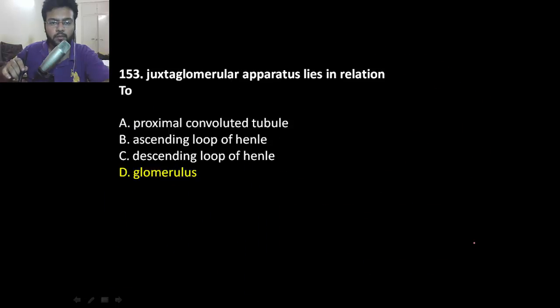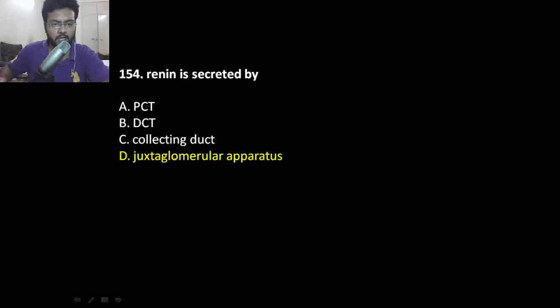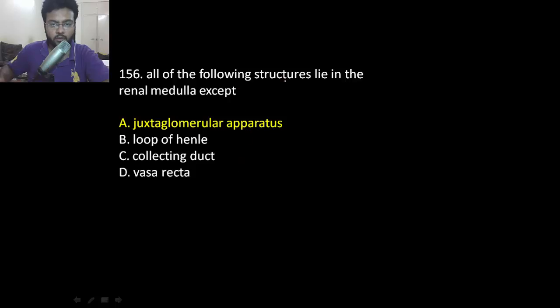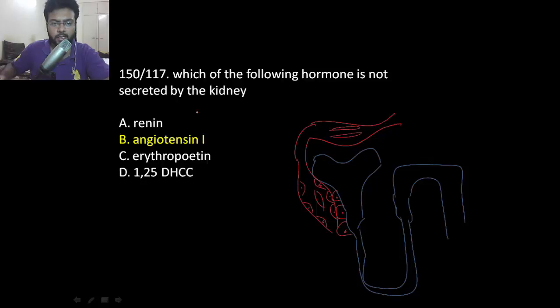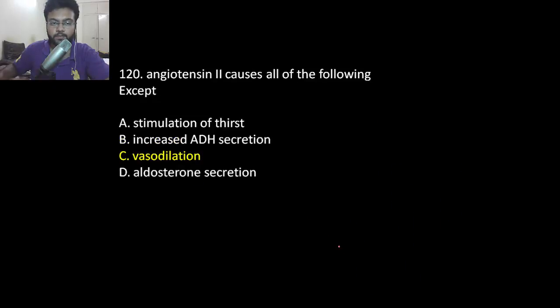Okay, let's look at the MCQ. JGA is near glomerulus. Renin is secreted by juxtaglomerular apparatus. All of the following are in renal medulla except this one, which is in cortex, right? So the following is not secreted by kidney: renin by juxtaglomerular apparatus, angiotensin 1. Look, angiotensin 1 is product of angiotensinogen and which is secreted by liver. Erythropoietin by endothelial cells of the peritubular capillaries. 1,25 dihydroxycholecalciferol from the PCT cells, proximal convoluted tubular cells.